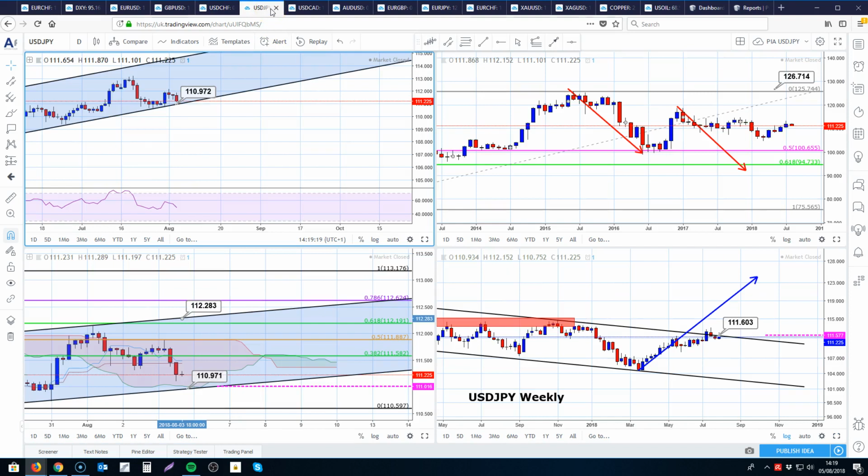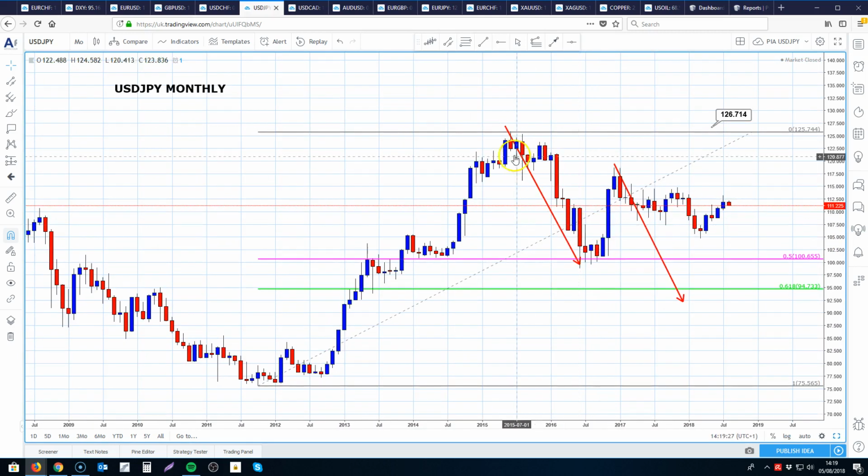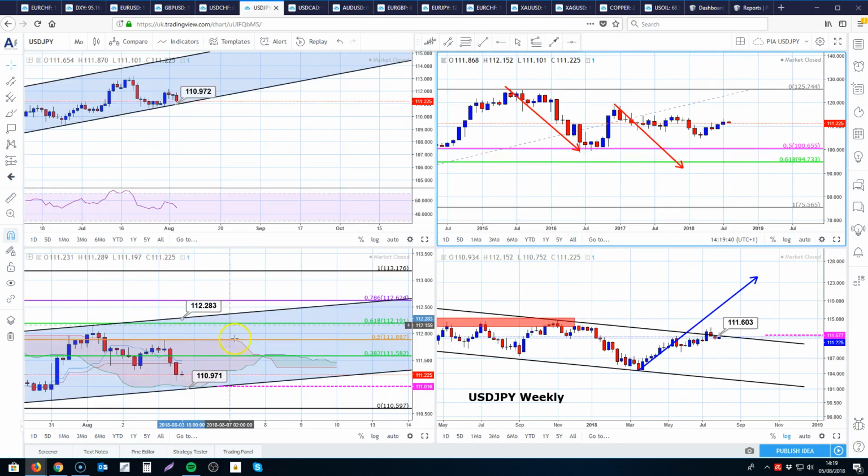Now dollar yen, quite a difficult one to analyze, I believe, at the moment. If we push out to these larger time frames, there's a possibility of a larger ABCD formation targeting sort of 95 and 92.50. Let's just take that off. It's irrelevant.